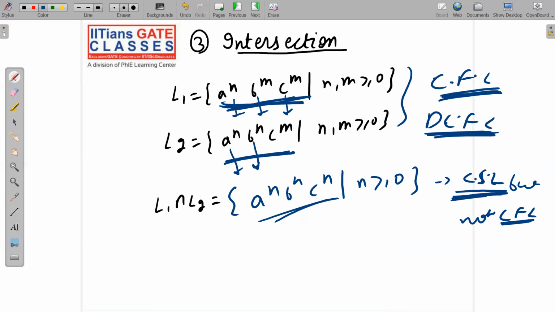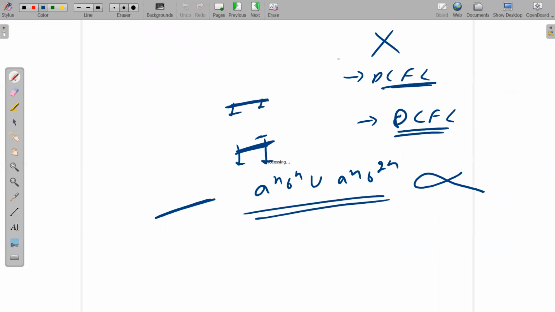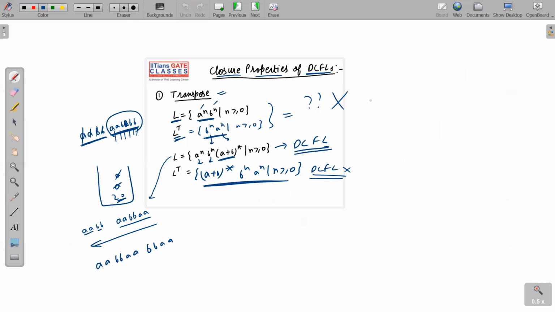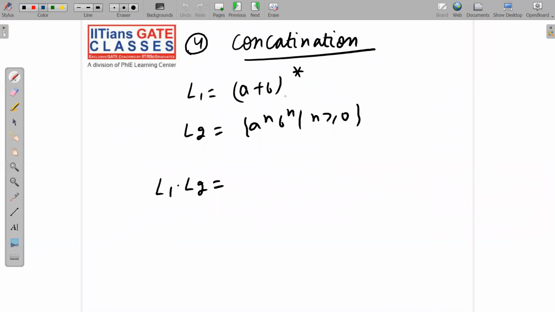Please see, this is a waste of time. I am repeating again and again, and it won't help you much. Please try to visualize it yourself. So in intersection, DCFLs are not closed. DCFLs are not closed under union. DCFLs are not closed under intersection. Okay, so it is not closed.